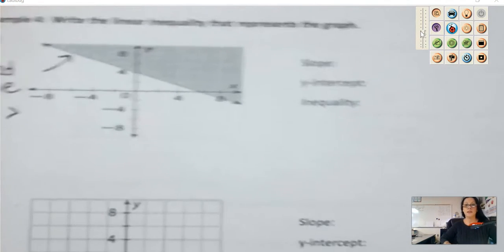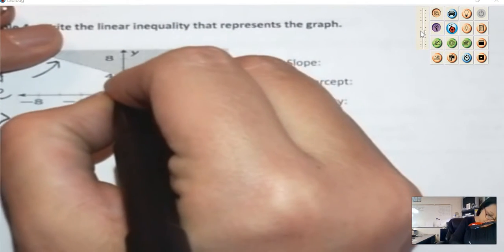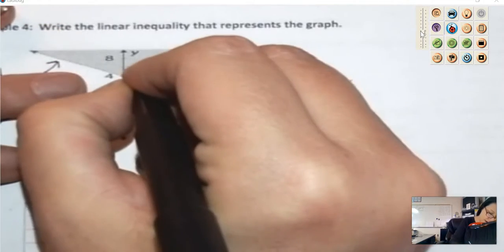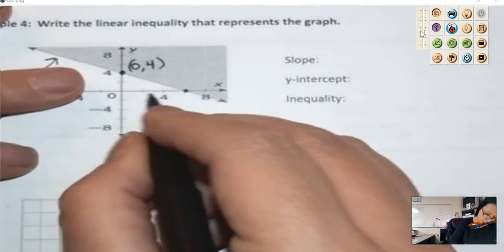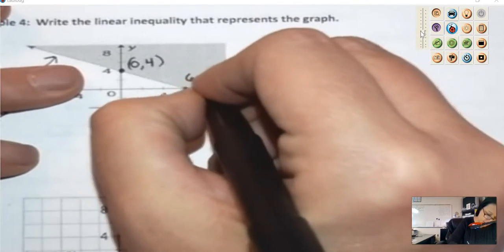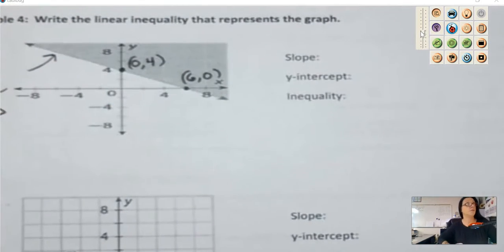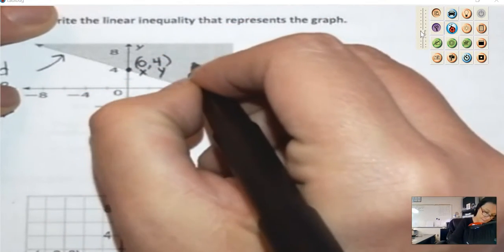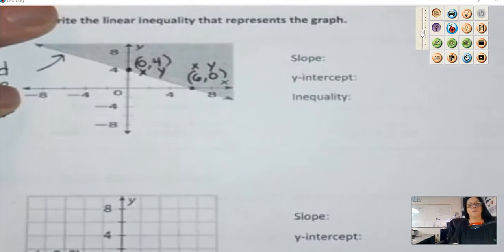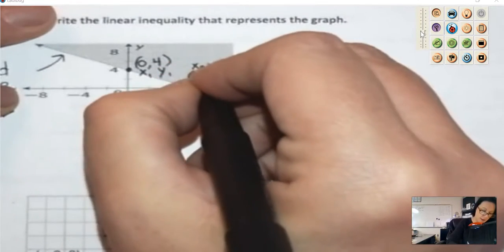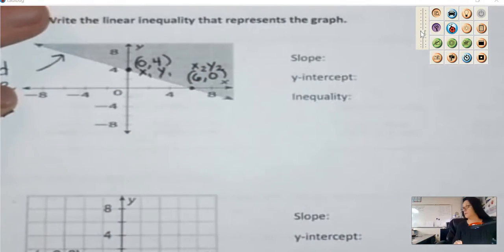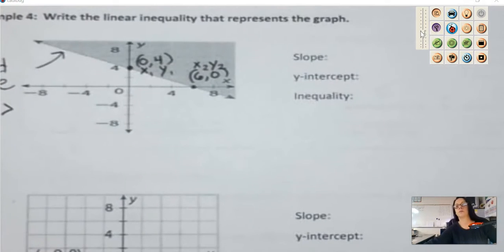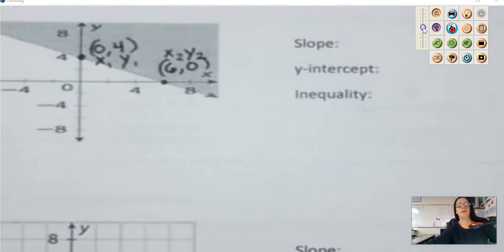Okay, we have to determine the slope, so pick 2 good points. So this point right here is 0, 4. And this point right here, 2, 4, 6, this is 6, 0. This is where we label them, x, y, x, y. Label the first point with sub 1s and the second point with sub 2s. Okay, go ahead and figure out the slope.